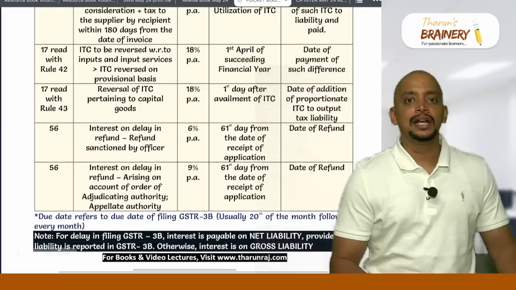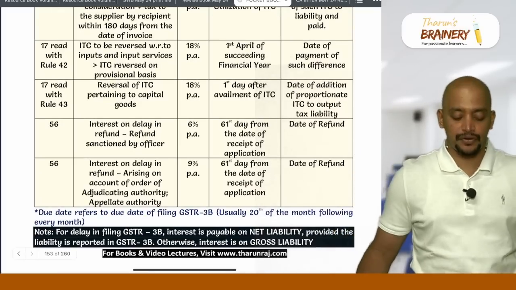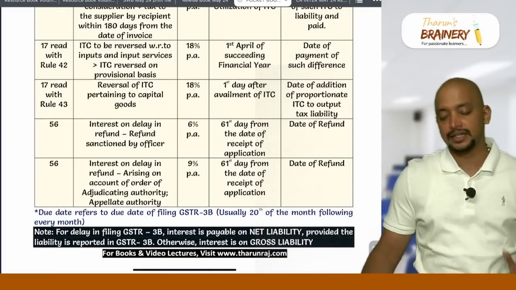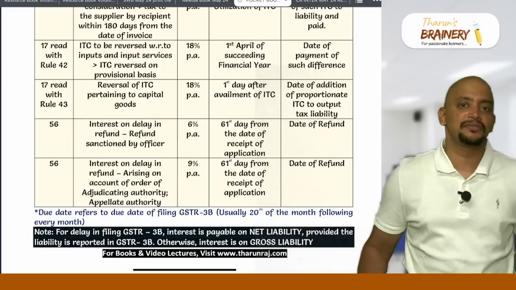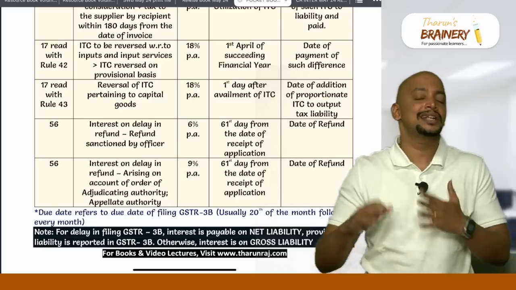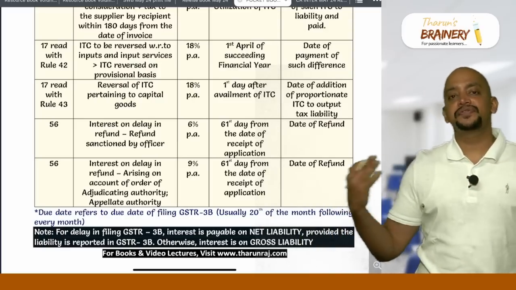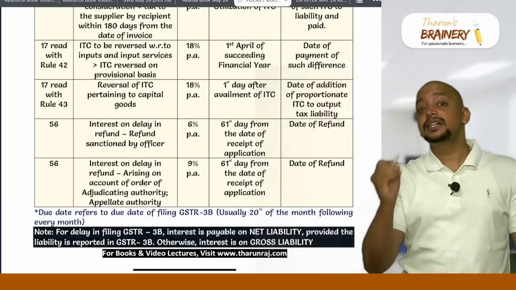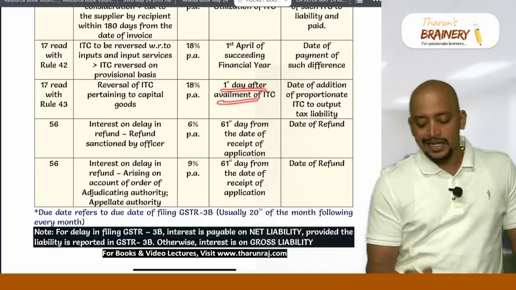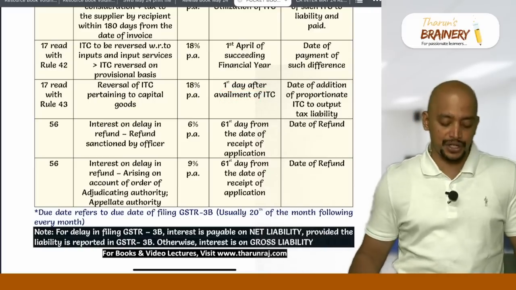Whereas the next one is section 17 read with section 43. This is reversal of ITC pertaining to capital goods. In case of capital goods, we will be availing the ITC initially and thereafter we will reverse over a period of 60 months. So in this case the interest rate will be 18% from the first date after availment of ITC till the date of addition of the proportionate ITC.